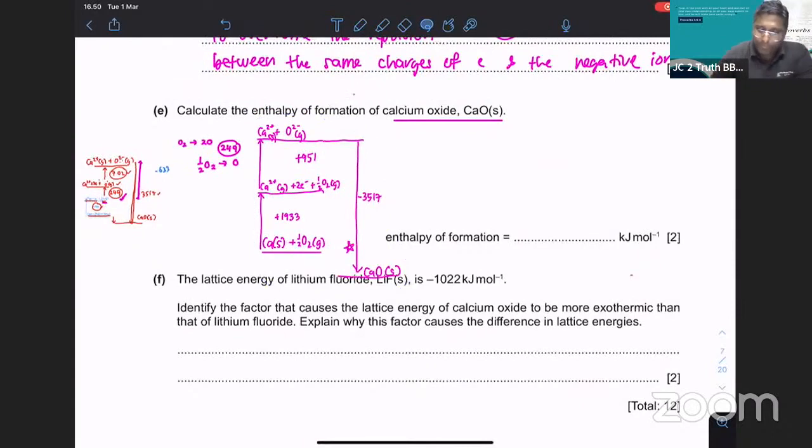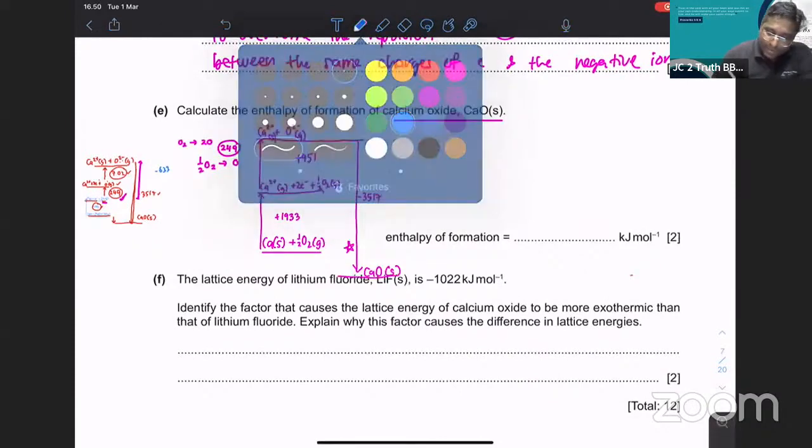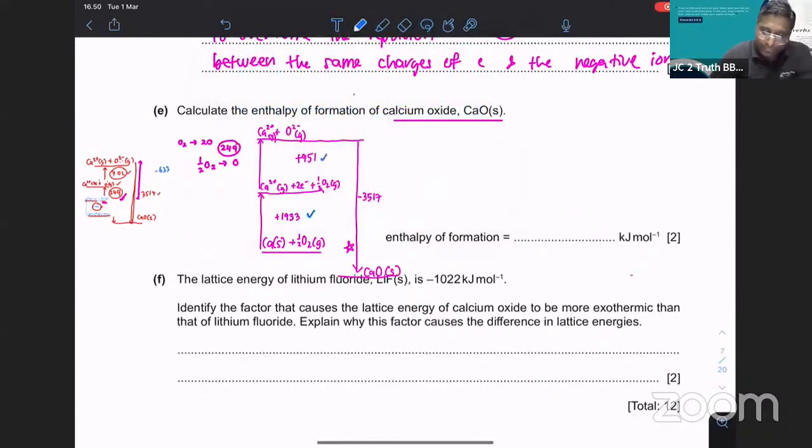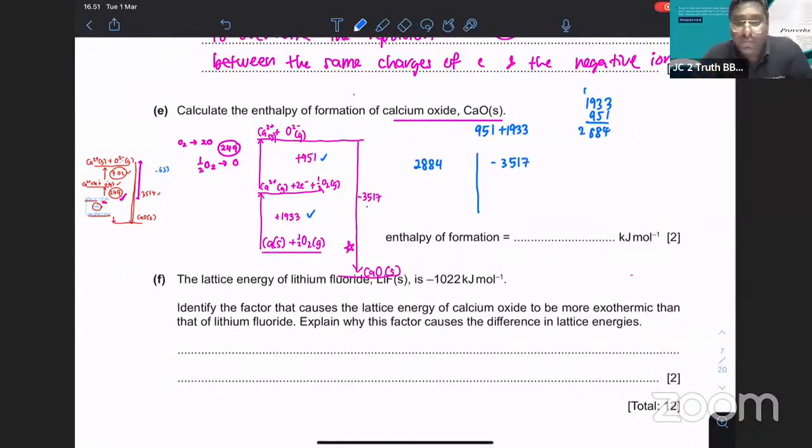If I put it over here, we know that if you go and add up this value and this value, you can calculate 951 plus 1933, so you get 2884. The left hand side is 2884. The right hand side, which is here, negative 3517, is going to be longer.